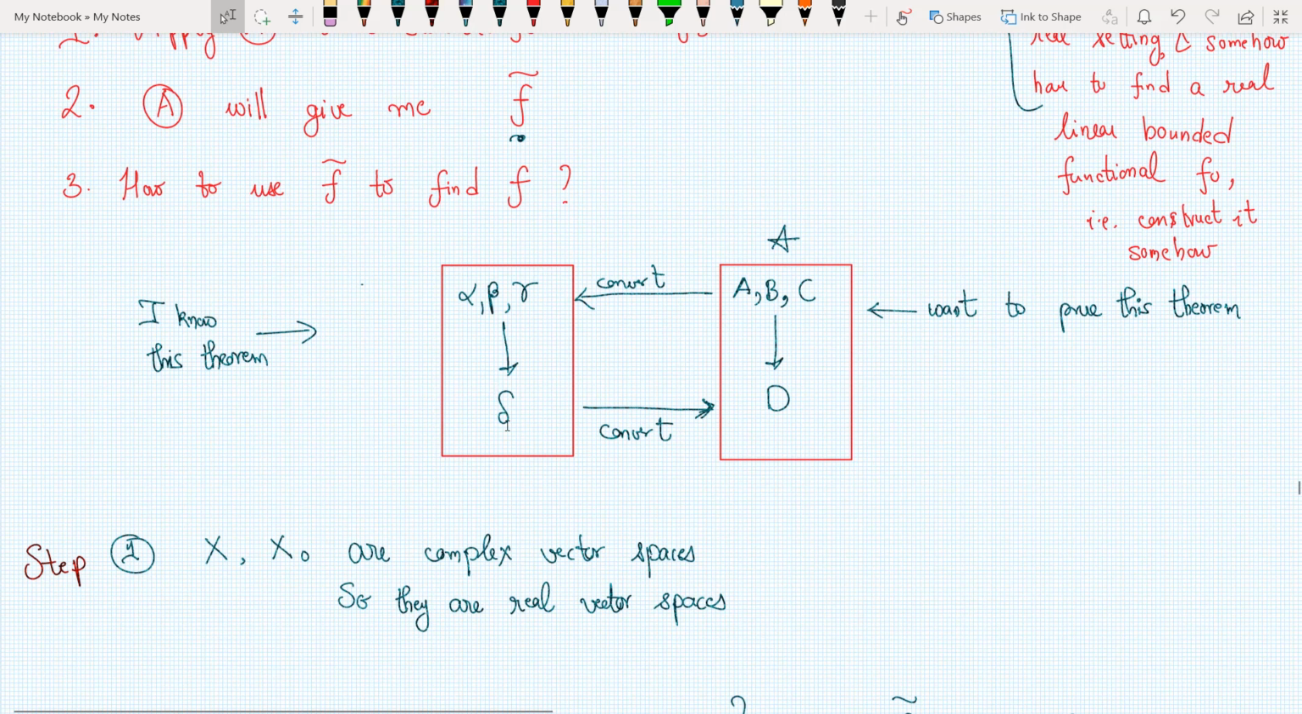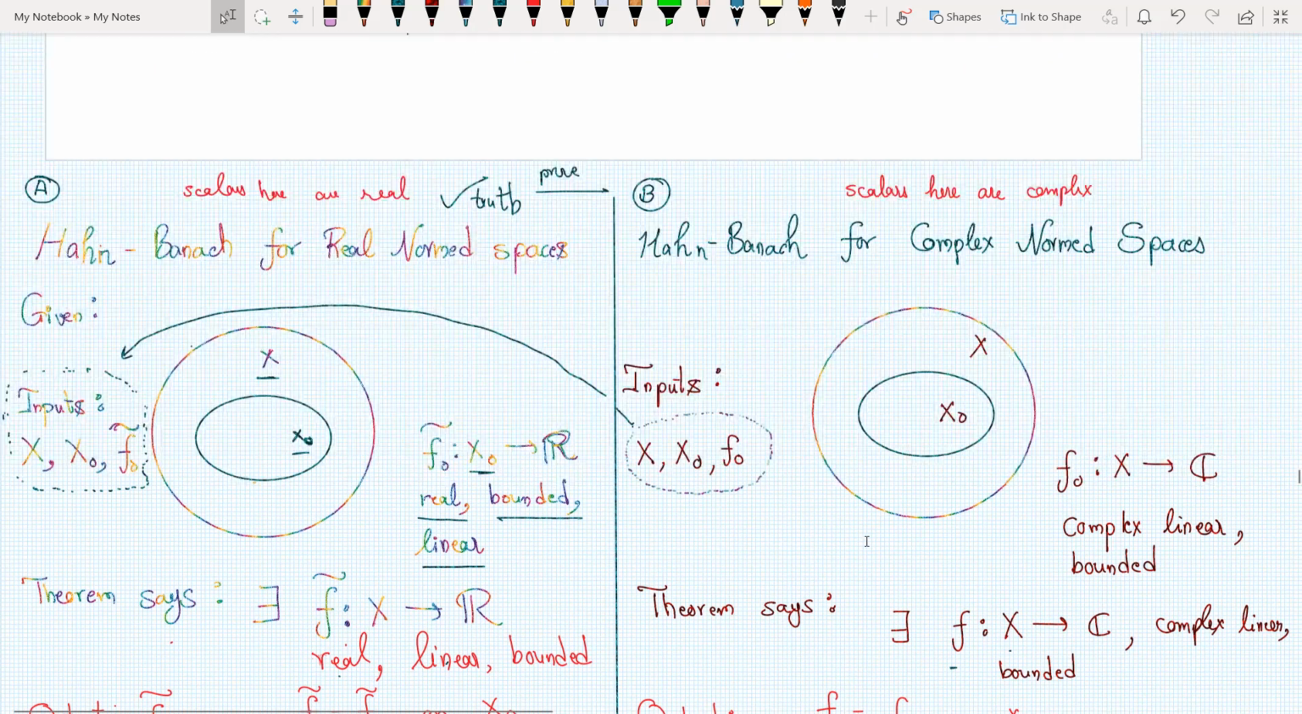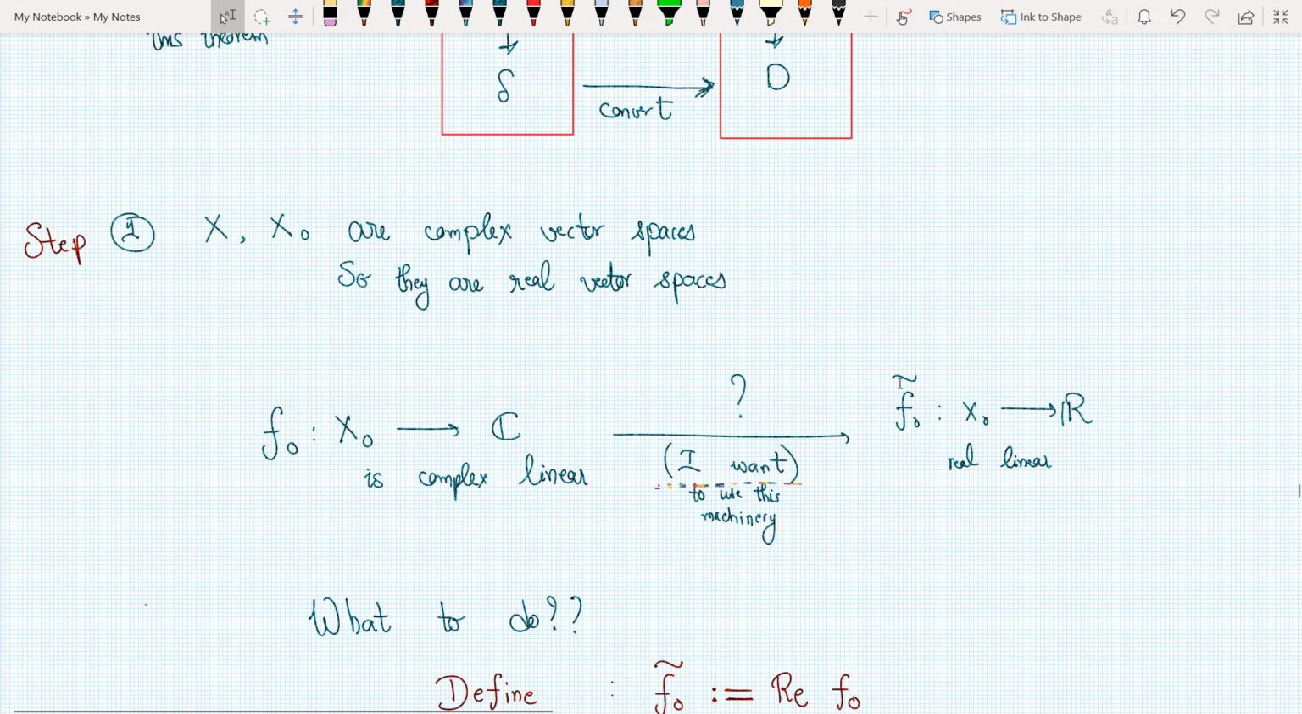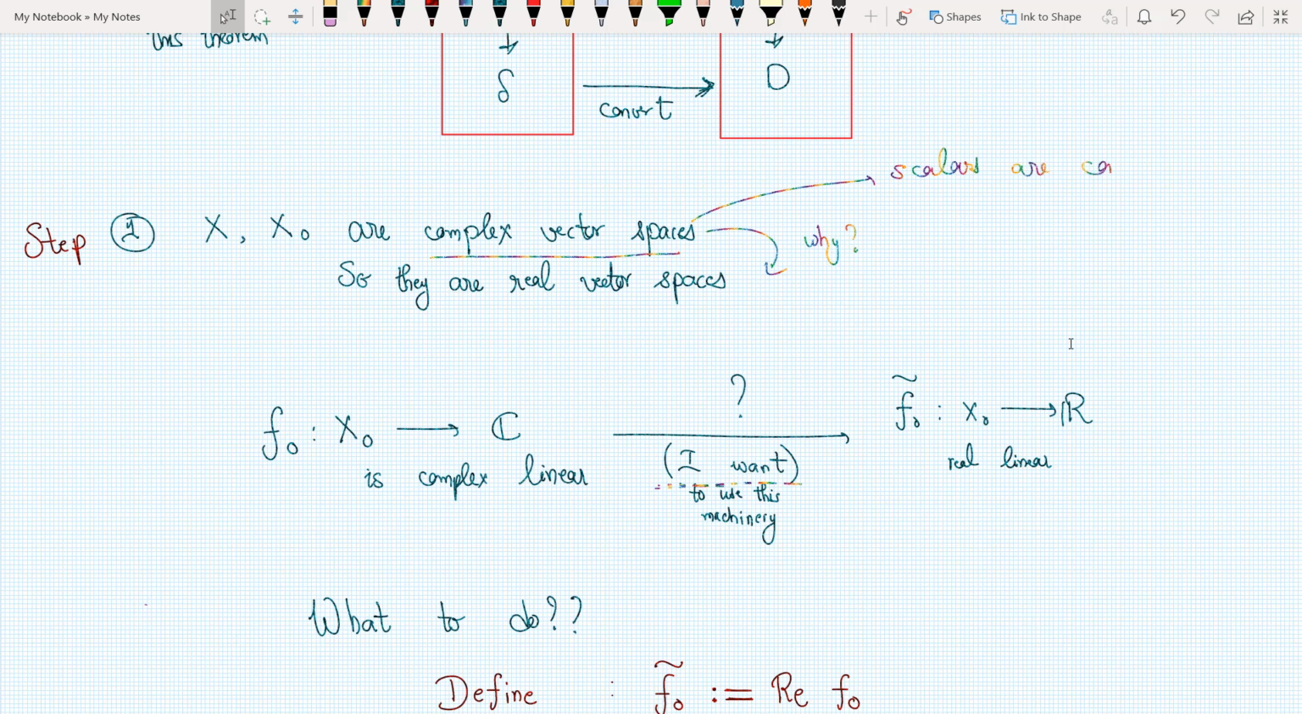So in my setting for Hahn Banach for complex vector spaces, x0 and x are complex vector spaces. So they are real vector spaces also. Why is it so? We have studied in high school that every real number is also a complex number. But here I am saying that if x and x0 are complex vector spaces, then they are also real vector spaces. Why? By complex vector space, I mean that the scalars that I can multiply by are complex, and by real vector spaces, I mean that the scalars are real.